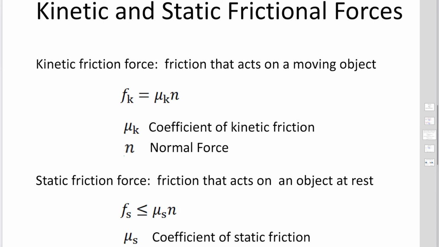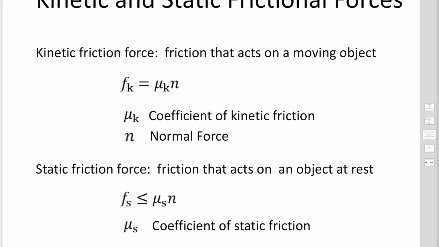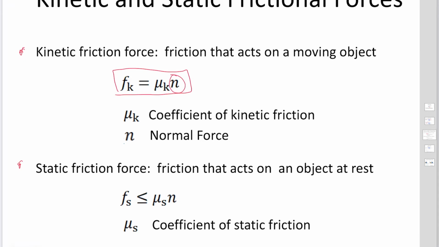For the friction force, we have two types. The kinetic friction force: this friction force acts on a moving object. And the static friction force: this friction force acts on an object at rest. The equation for the kinetic friction force is expressed as F_k = mu_k times N. N is the normal force, and the proportional constant mu_k is called the coefficient of kinetic friction.